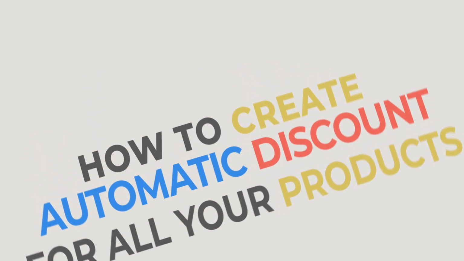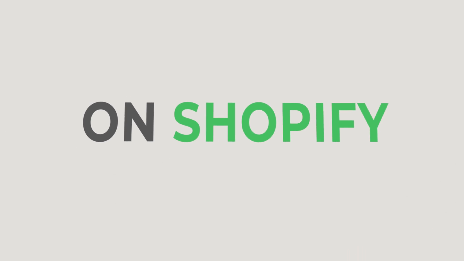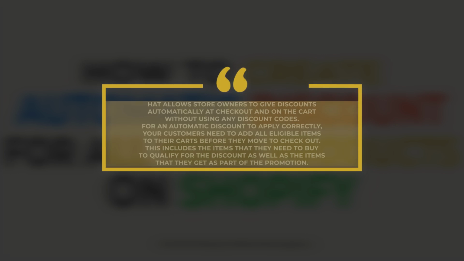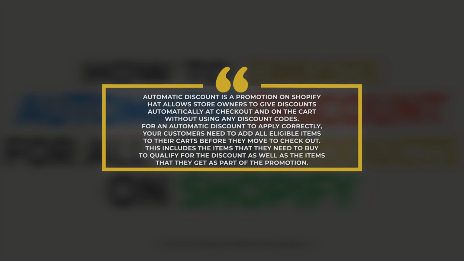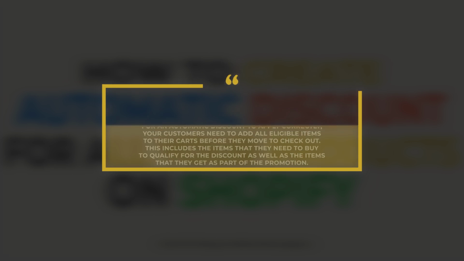In this tutorial, we will learn how to create automatic discount for all your products on Shopify. Automatic discount is a promotion on Shopify that allows store owners to give discounts automatically at checkout and on the cart without using any discount codes. For an automatic discount to apply correctly, your customers need to add all eligible items to their carts before they move to checkout. This includes the items that they need to buy to qualify for the discount, as well as the items that they get as part of the promotion.